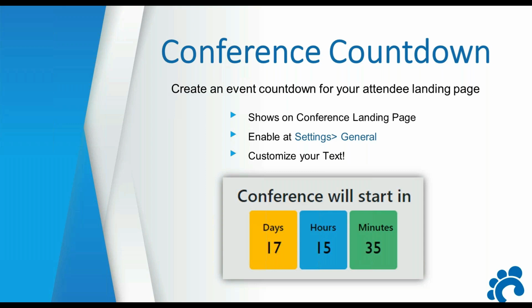So one of the first things we added was the conference countdown. On your event landing page, you can now create a countdown, which will tell you and the attendees how many days, hours, and minutes until the actual event starts. To enable this, go to settings in general, and you'll be able to set it up there and customize the text. So instead of saying conference, you could say event, expo. You can customize that text.